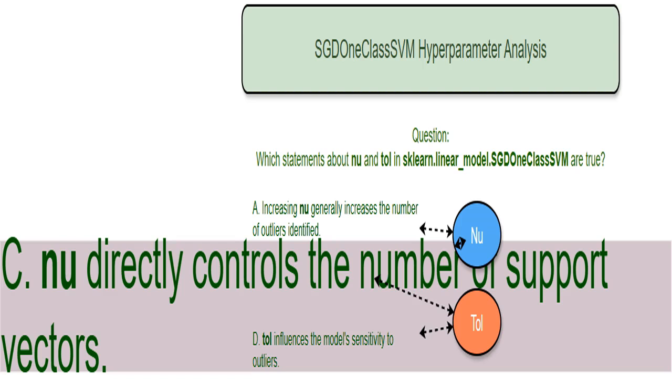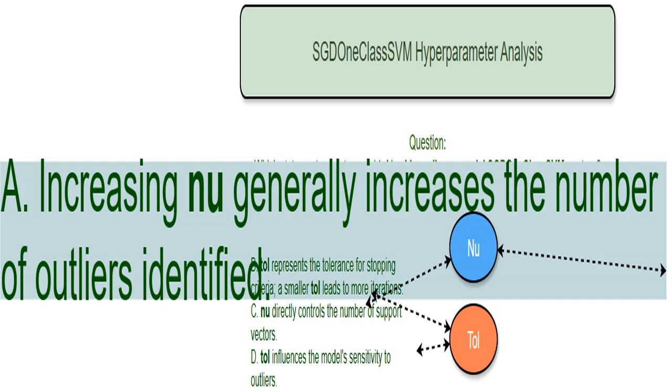A smaller value of TOL means the model will keep training for more iterations to reach a higher level of accuracy, which means more computational time. This is also a true statement. The hyperparameter NU controls the upper bound of the fraction of training errors and the lower bound on the fraction of support vectors. If I increase NU, I allow for a bigger fraction of points to be classified as outliers, thus increasing the number of identified outliers.